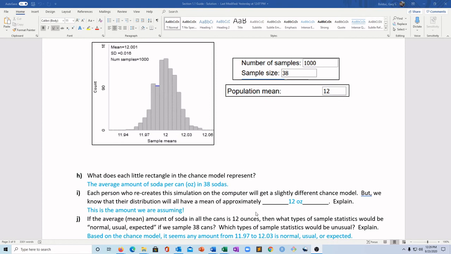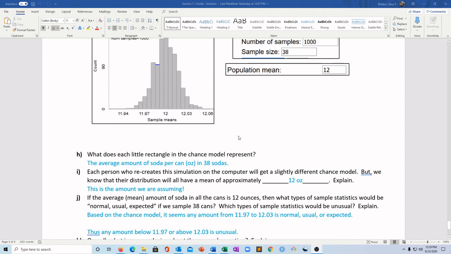All right, so as we've talked about before, why would everyone's simulation here be centered around 12? Well, that's what we told the computer is true. We told the computer the sodas really do have an average of 12 ounces per can. Okay, if it's true that the average ounces per can is 12 for all the sodas, then what are the typical, normal dots or rectangles in this case supposed to look like?